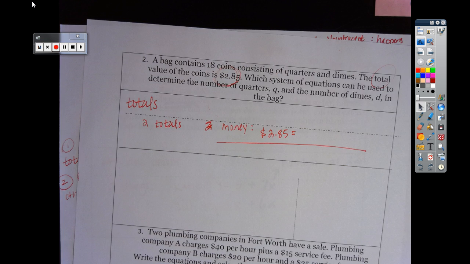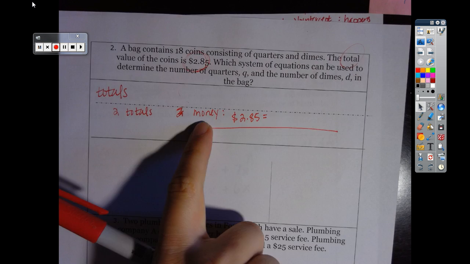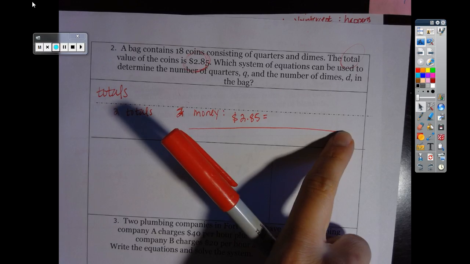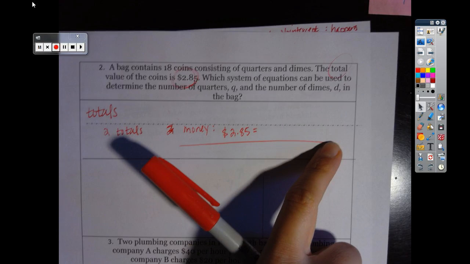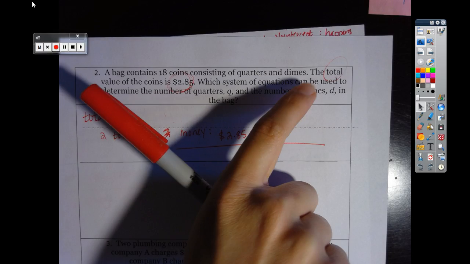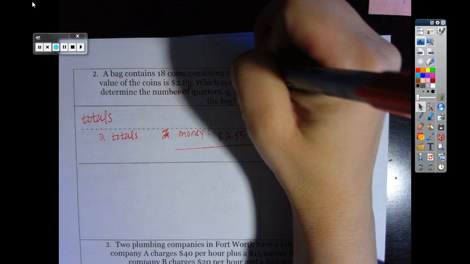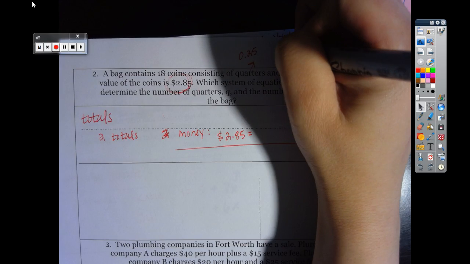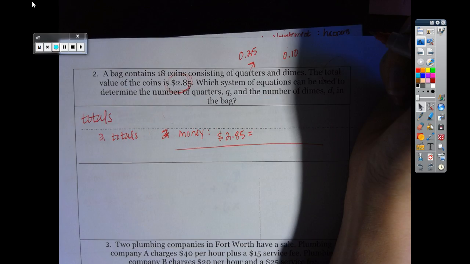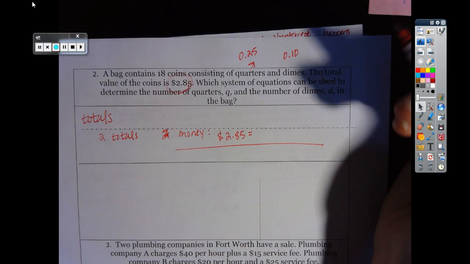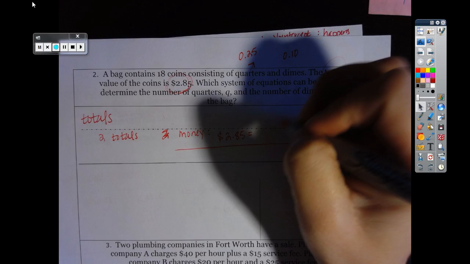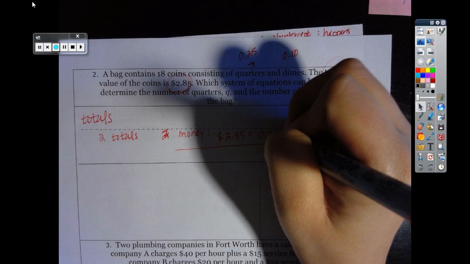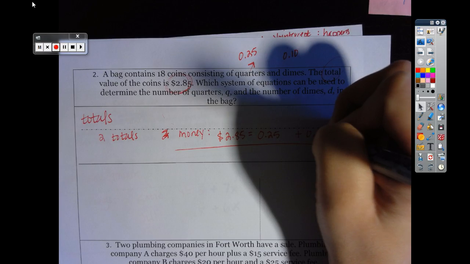Now this one's only going to be about money. The 2 kinds of money I have are quarters and dimes. I don't have any cash. So this would be 0.25 money, and this would be 0.10. So quarters are 25 cents and dimes are 10 cents.